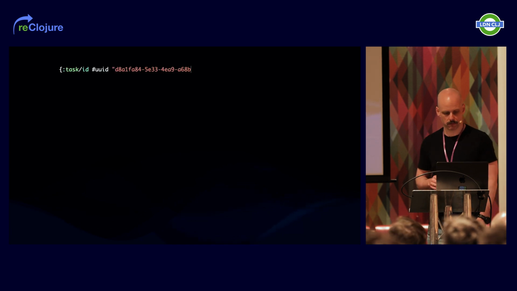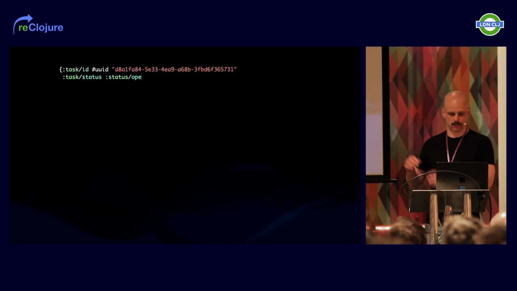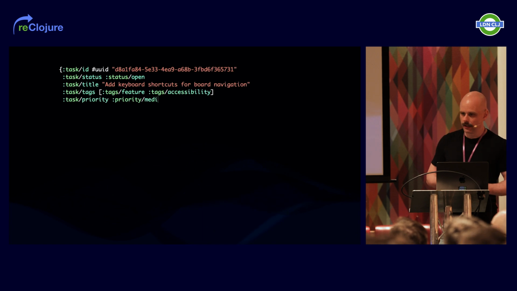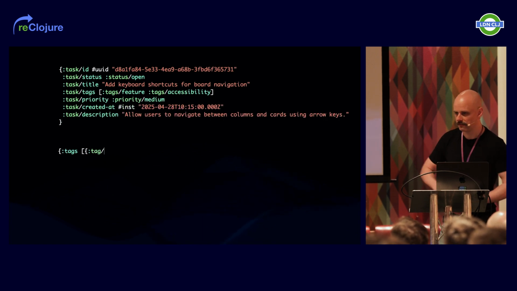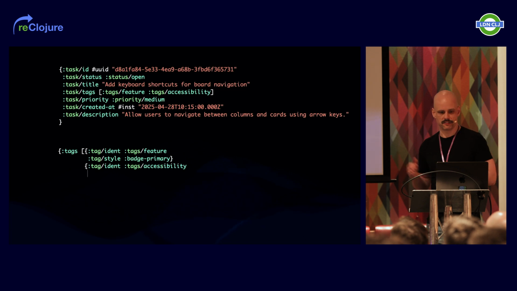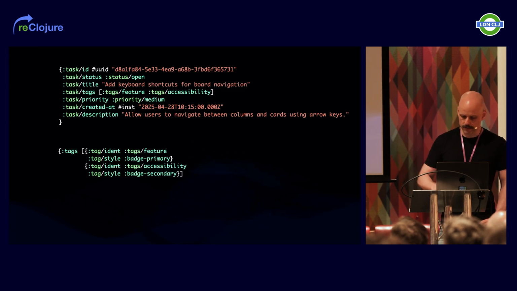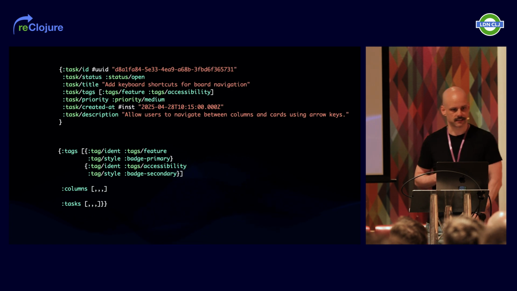So I wrote a small Kanban board application for this talk, and I'm going to walk you through some of the highlights from the code. And we'll start with rendering a single task, and to do that, we'll need some data. So here is a task. And the app state also has some tags with visual styles, so you can render tags with different colors. And there's settings for each column, and of course, the list of all the tasks.